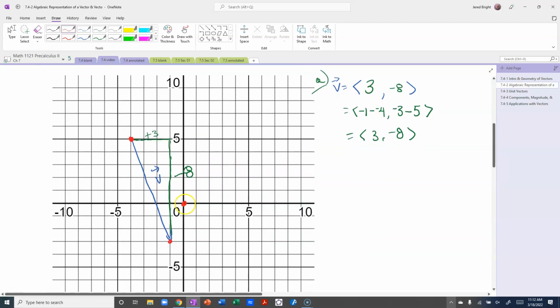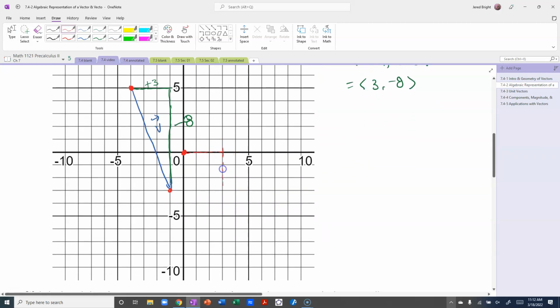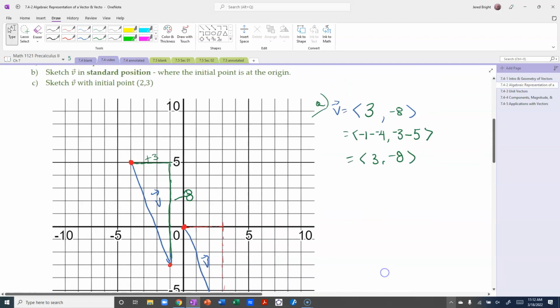So just move 3 units to the right. So here's 3. And then I have to move down 8. And I end up with vector v being here as well. Okay. Again, a vector is just a direction and a magnitude, so it really doesn't matter where it starts. You can put it wherever you want.